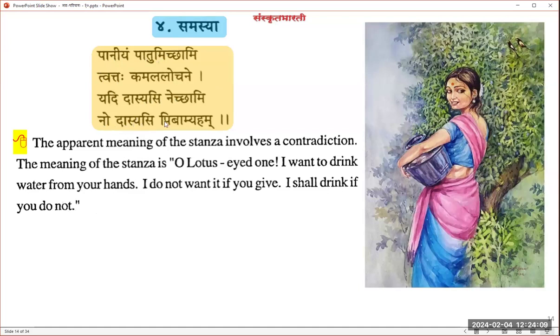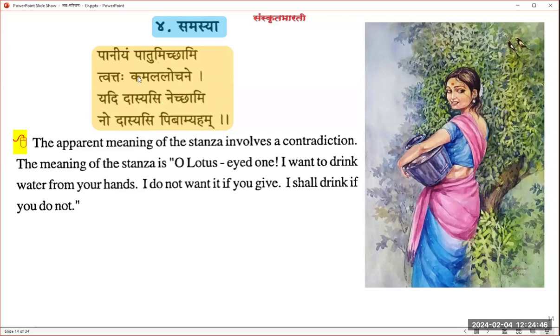Then no dasyasi pibami aham. Okay. No is alternate sense of na, avyayatva has been taken there. Okay. Athava, you can take it in another way. You can take it as naha, the utva of visarga also. But here they have taken it in the sense of na dasyasi, form of no. Okay. So no dasyasi pibamyaham. If you don't give, I will drink. If you give, I don't want. If you don't give, I will drink.